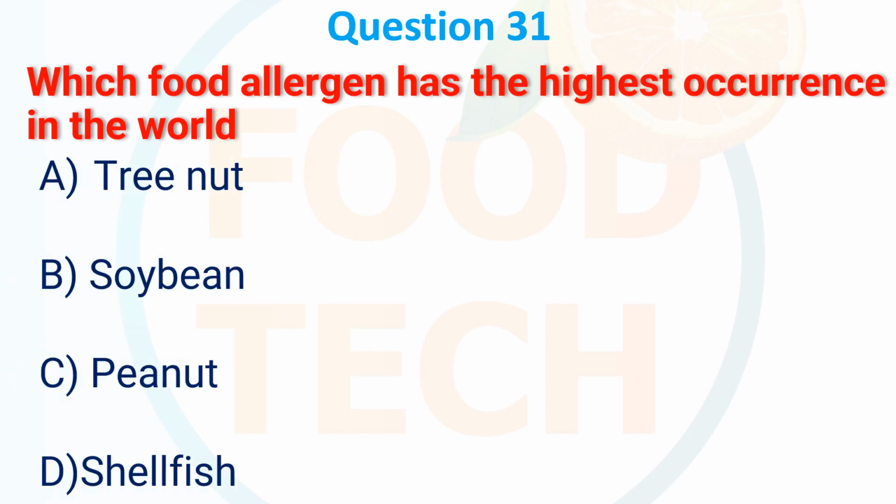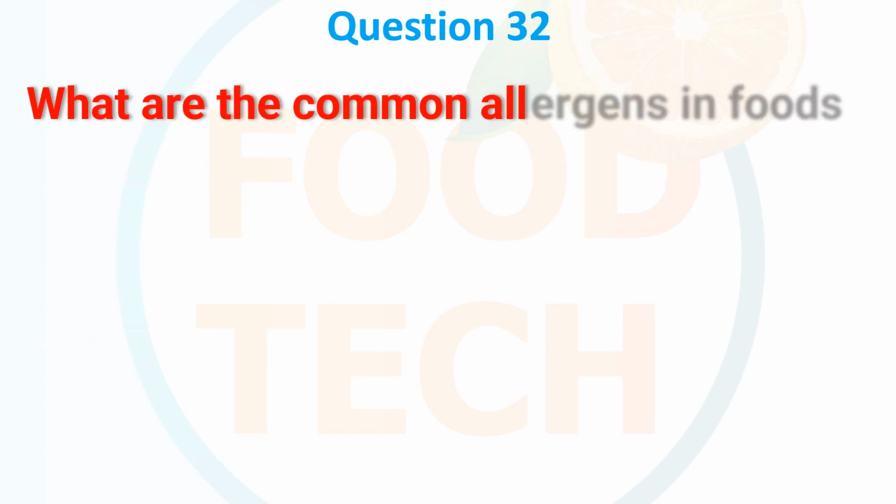Which food allergen has the highest occurrence in the world? A. Tree nut, B. Soybean, C. Peanut, D. Shellfish. The answer is C. Peanut.